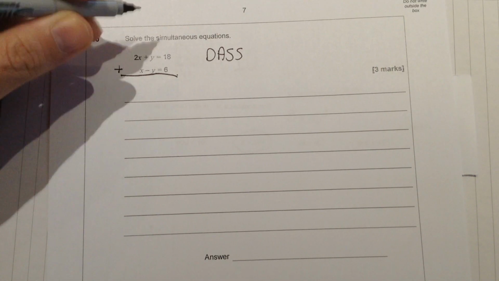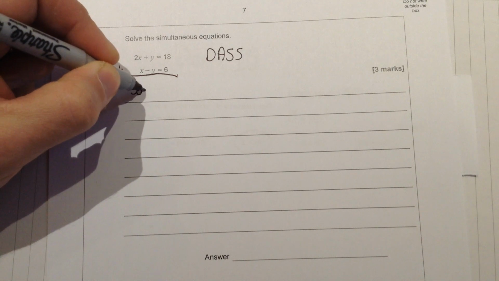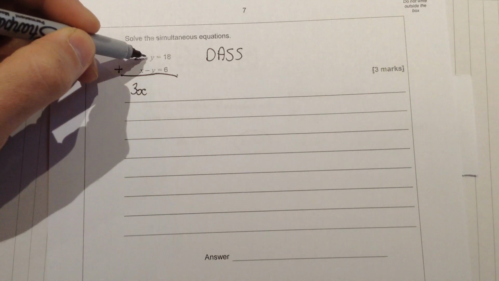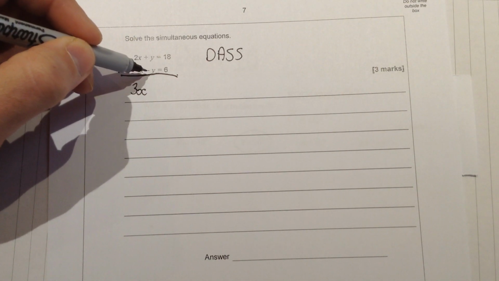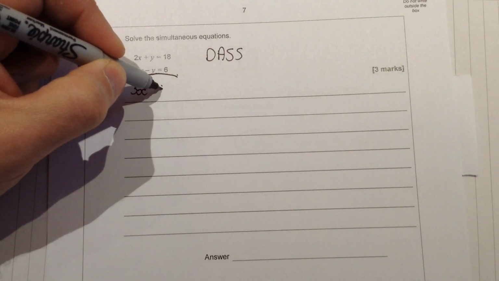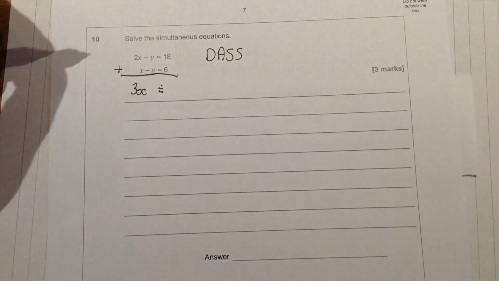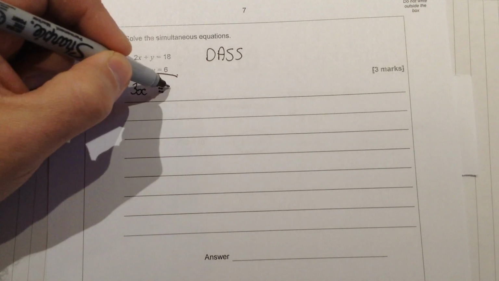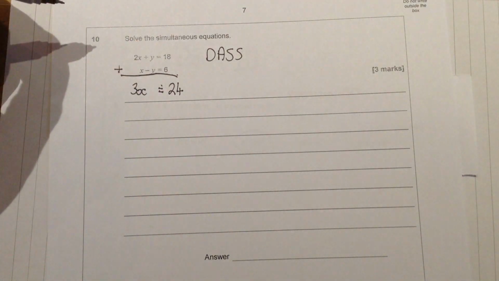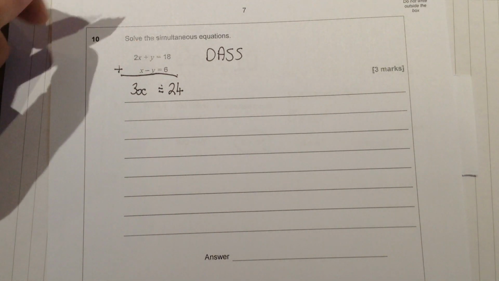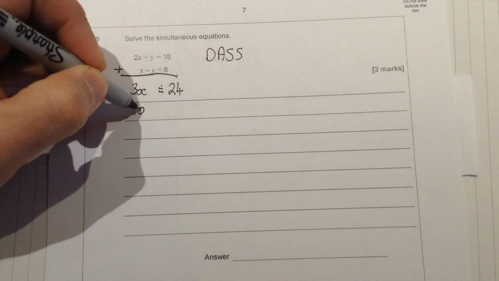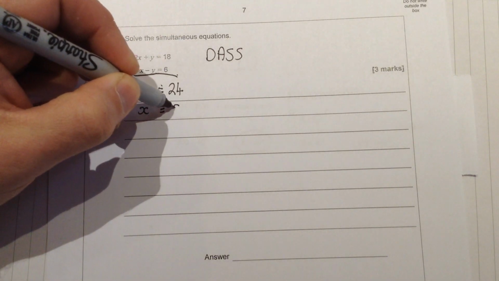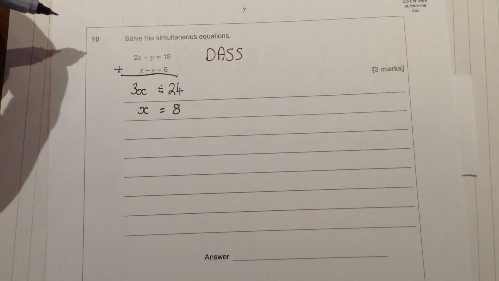So 2x add x gives us 3x. The add y and minus y, so positive and negative y, cancel. This is why we've done it, to remove one of the unknowns. 18 plus 6 is 24. So at this point we've got 3x equals 24. So dividing by 3, we get that x equals 8.